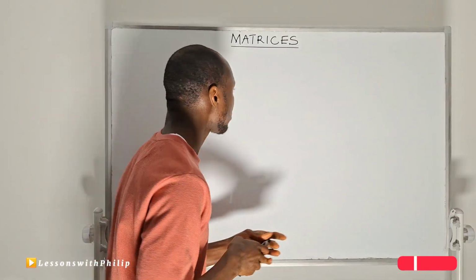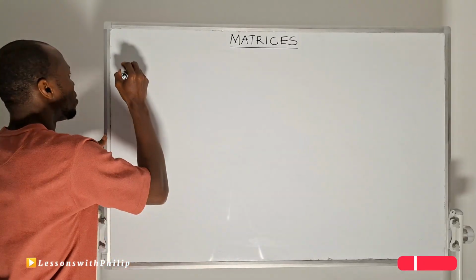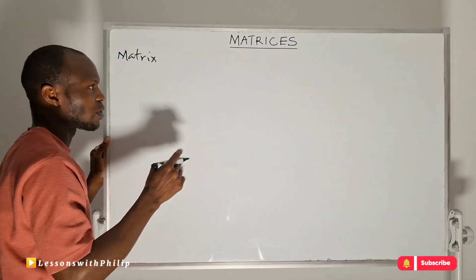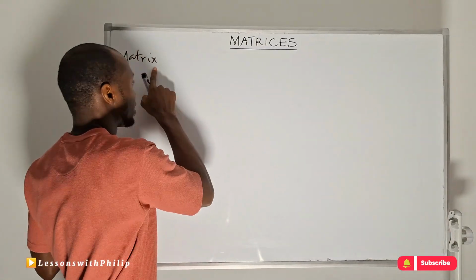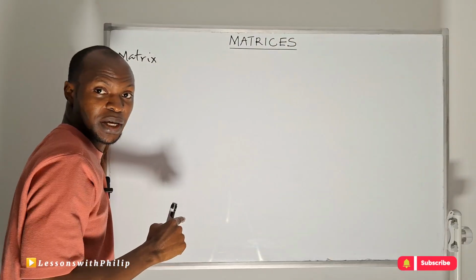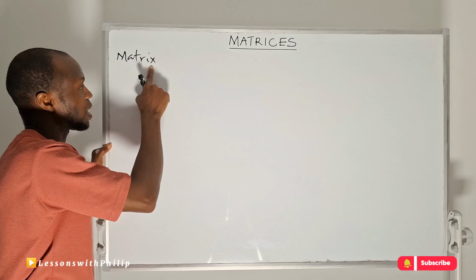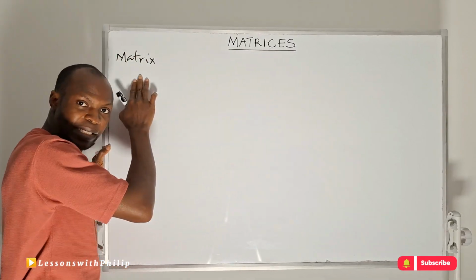Okay, now let's start with what is a matrix? Somebody is asking what's the difference between matrix and matrices? Matrix is singular and matrices is plural. When you have only one, that is a matrix. When you have more than one, it is matrices. So this is plural, this is singular.